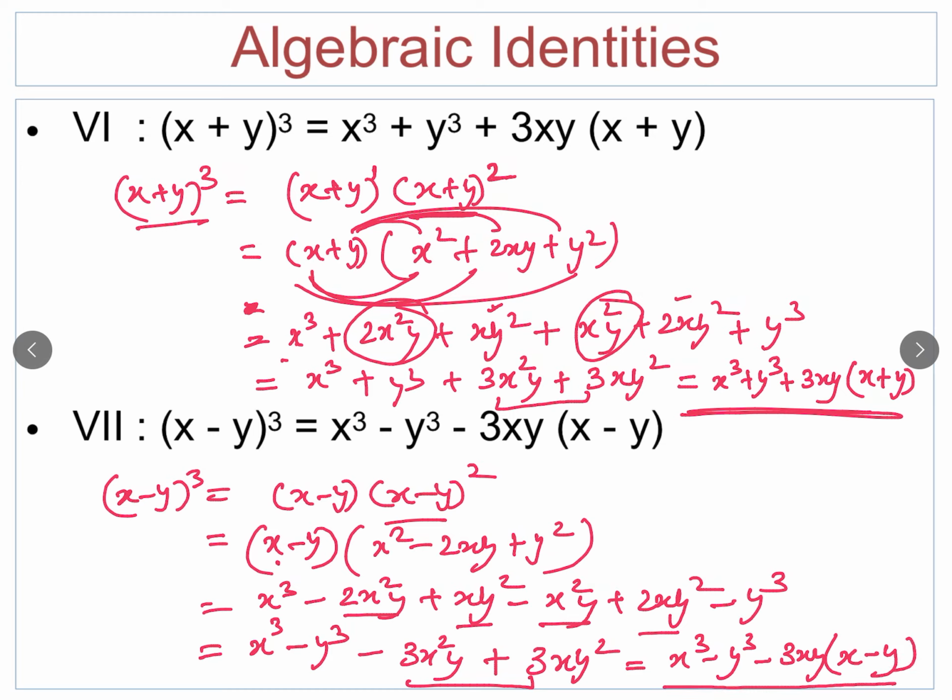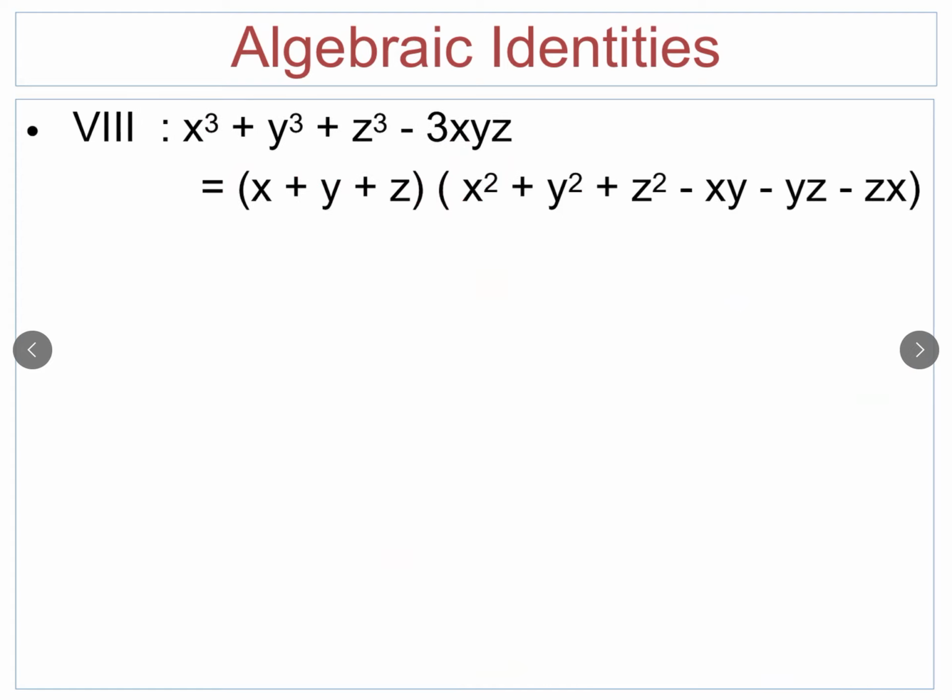Moving to the next one, we have x cube plus y cube plus z cube minus 3xyz is equal to x plus y plus z into x square plus y square plus z square minus xy minus yz and minus zx. We can verify this by taking the right hand side term.